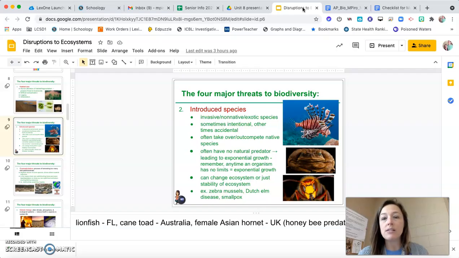Introduced species. These species, like this lionfish, it didn't get off the coast of Florida by itself. It didn't swim over there. It was brought over by humans. And this cane toad didn't swim his way to Australia. It was brought there. And sometimes it's accidental. Like Dutch elm disease came over on trees that were brought over from the Netherlands. That wasn't on purpose. They didn't bring infected trees over on purpose. They brought elm trees over because they needed elm wood. And now that fungus came with it. So it's not always on purpose, but it is detrimental.